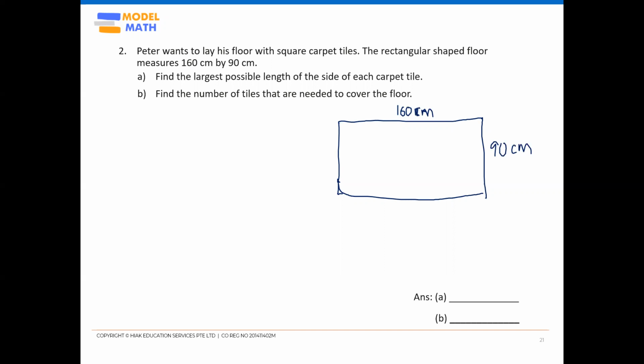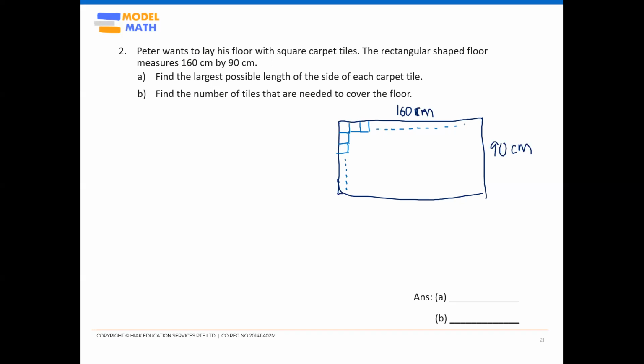Now, what he wants to do is lay the floor with square tiles. Okay, so to lay with square tiles means I have something like that. Okay, I'll start from the corner. So square, square, square. Okay, and this will go on lengthwise. And it's going to be the same breadth-wise, okay? Many squares, and on and on and on.